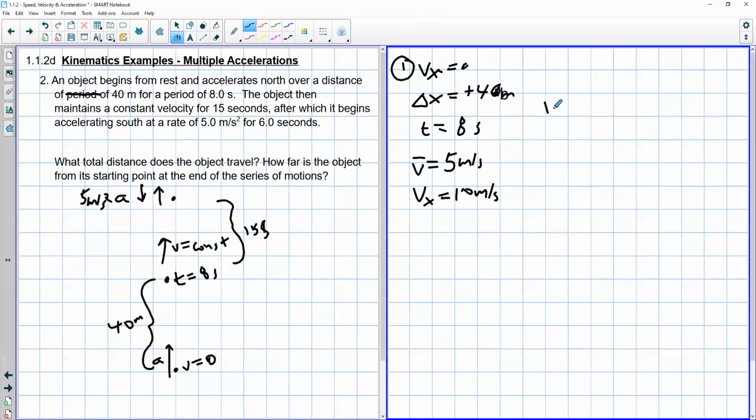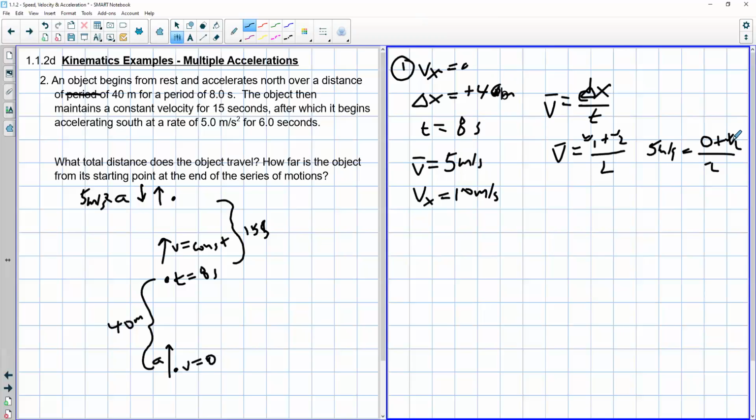Since V average equals delta x over t, and V average is also equal to V1 plus V2 over 2. So following that line of reasoning, the average speed, 40 over 8, is 5. And if our average speed is 5, and our starting speed is 0, then our final speed must be 10.